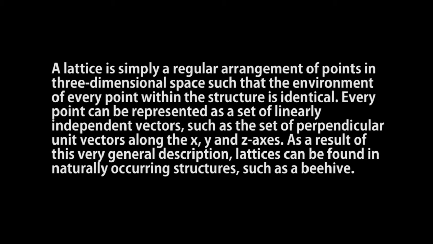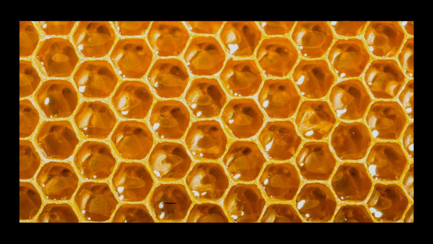A lattice is simply a regular arrangement of points in three-dimensional space, such that the environment of every point within the structure is identical. Every point can be represented as a set of linearly independent vectors, such as the set of perpendicular unit vectors along the x, y, and z axes. As a result of this very general description, lattices can be found in naturally occurring structures, such as beehives.